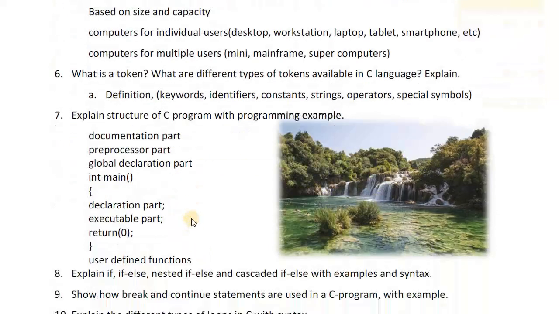Structure of a C program. What is the structure of a C program? The rules which the programmer uses to write a C program can be called the structure of a C program, or the format followed by the C programmer to write a C program. First the documentation part will come, then the preprocessor part, then the global declaration part. Every C program includes the main function. If you write int, then only write return 0. It returns 0 to the operating system. If you write void, no need to return 0. Main is a must. Semicolon will not come.